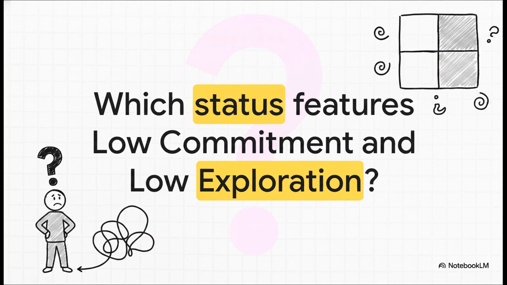Time for another practice question to really lock this in. If you picture that gray quadrant on the top right of our matrix, you'll definitely know the answer to this. A student who isn't searching for a path and hasn't committed to one is in what status? Exactly, identity diffusion. Awesome job.